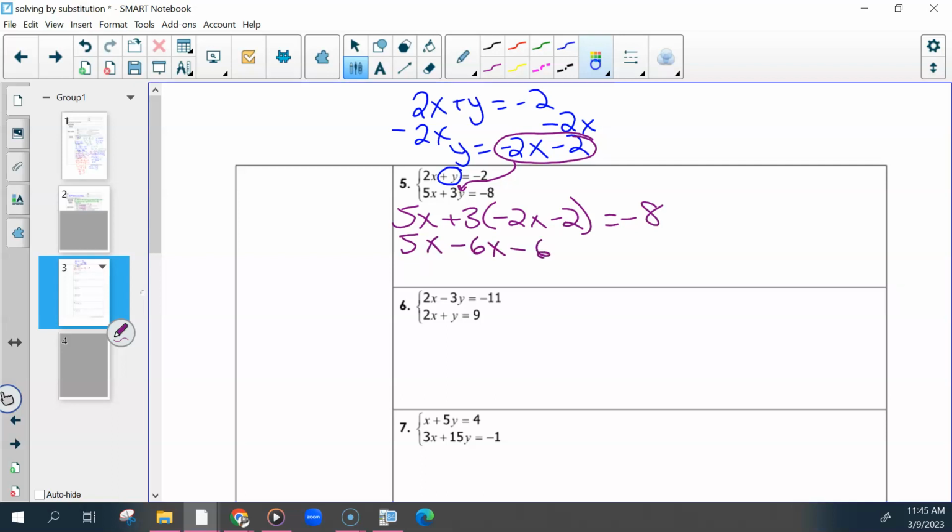Negative 6x minus 6 equals negative 8. Combine your like terms to get negative 8, and add 6. Negative x equals negative 2. And divide both sides by negative 1.